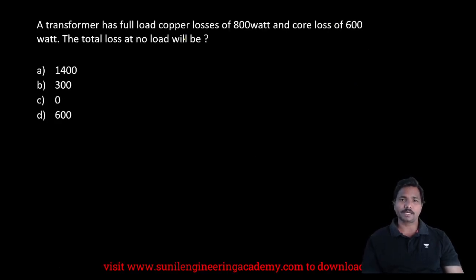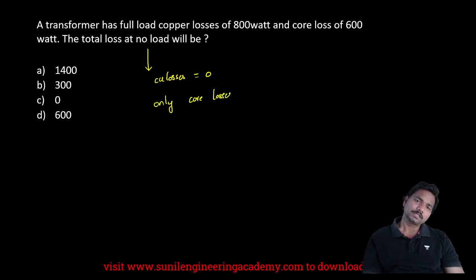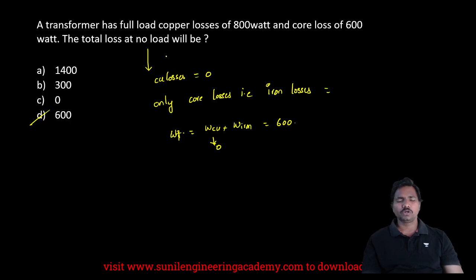A transformer has full load copper losses of 800 watts and core losses of 600 watts. What is the total loss at no load? At no load, what about the copper losses? Whenever the load current is 0, I square R losses are 0. So only core losses, I mean iron losses. Total losses are nothing but copper loss plus iron loss. Copper losses are 0, so iron losses are 600. So the answer is 600. Whether it is load or no load, whatever it may be, core losses are always present. Only copper losses are dependent upon the load current.